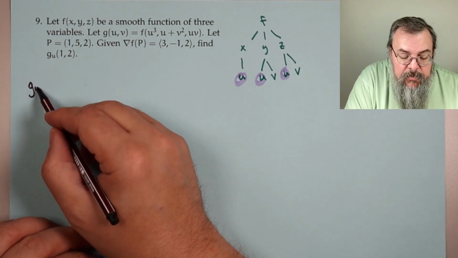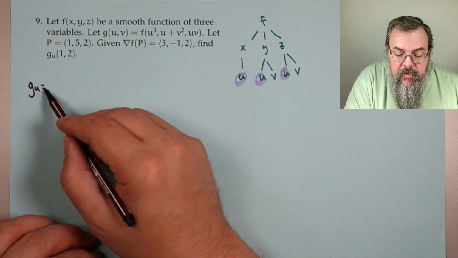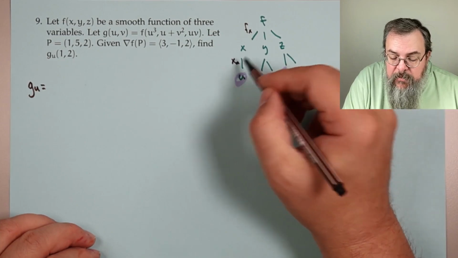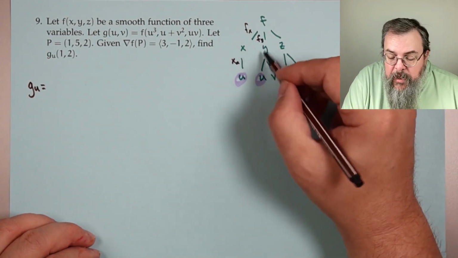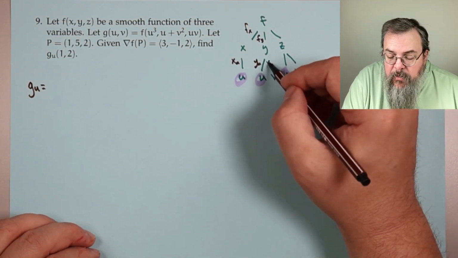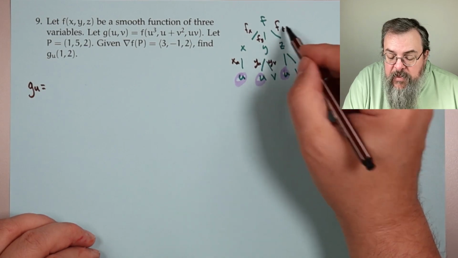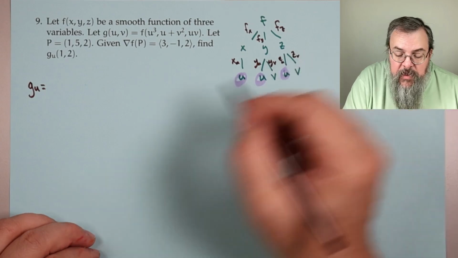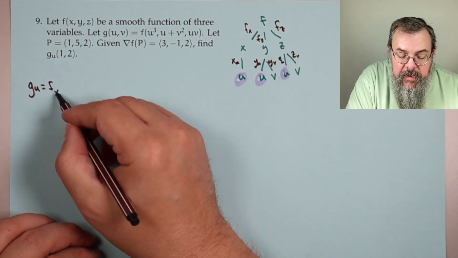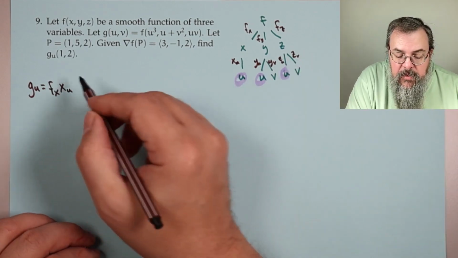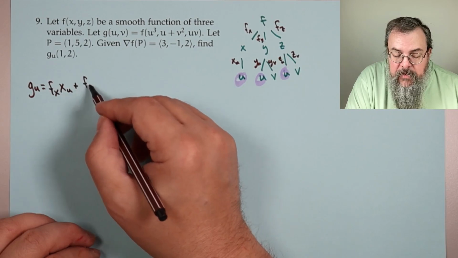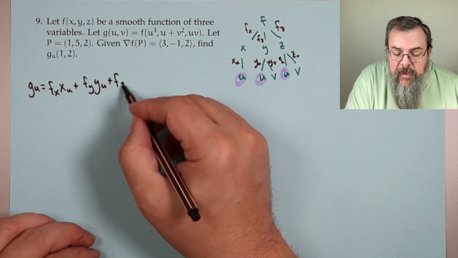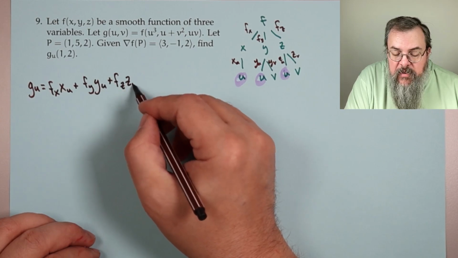And all right, so just applying the chain rule formula, we get the following. Let's label these sides: f sub x, x sub u, f sub y, y sub u, y sub v, f sub z, z sub u, z sub v. So g sub u is f sub x, x sub u, plus f sub y, y sub u, plus f sub z, z sub u.